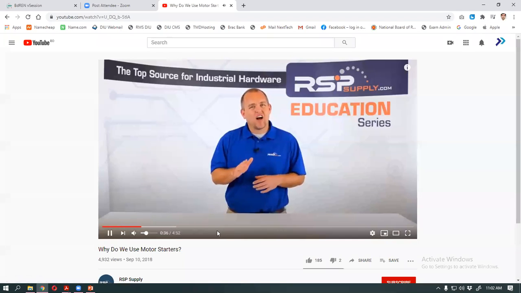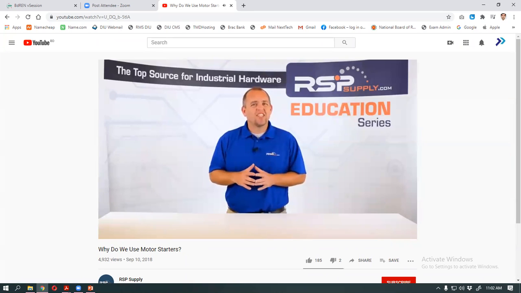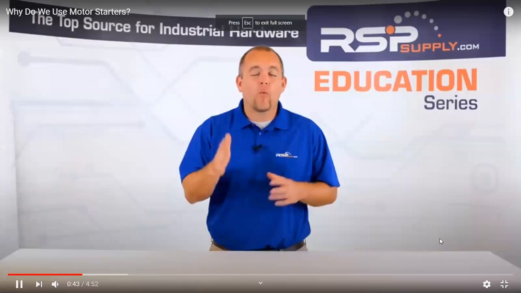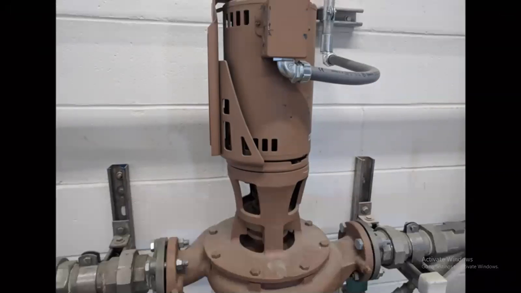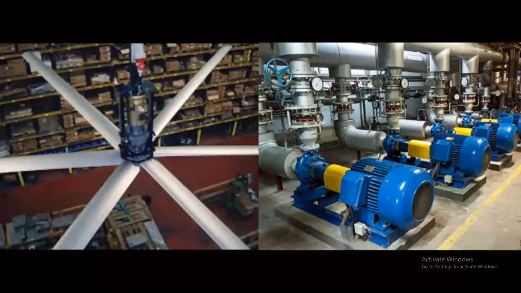Today, however, instead of talking about all of the components that make up the motor starter, we want to talk about why it is important that we use motor starters. Electrical motors are extremely common and are used in a wide variety of applications, from fans to drive systems, pumps, just to name a few.